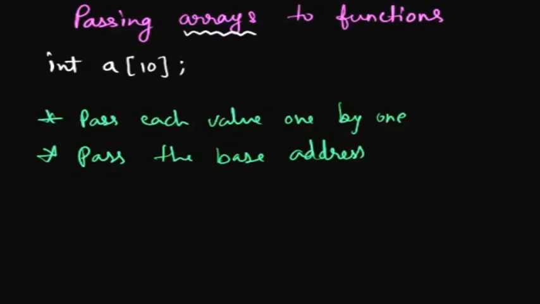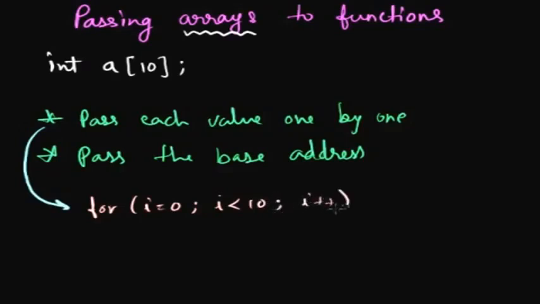So let us first see how we do this. How do we pass each value one by one? So we can have a for loop from I is equal to 0 to I is less than 10, meaning I is less than or equal to 9, and plus plus.